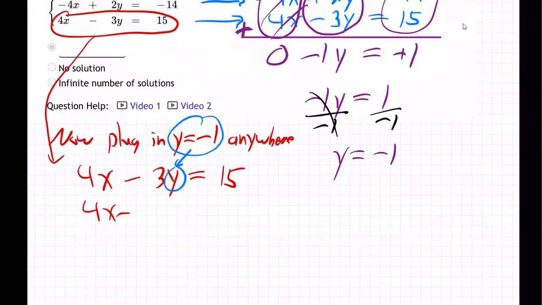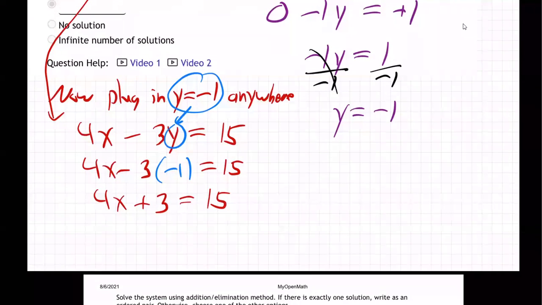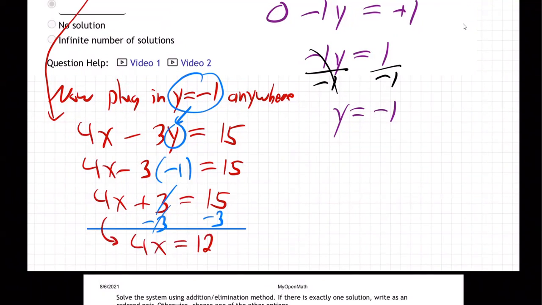So then we get 4x minus 3 times minus 1 equals 15. 4x plus 3 is 15. Subtract 3. Boom, boom. 4x is 12. Bring it down. 4x is 12. Last step, divide by 4. Boom. X is 3. So we got x, we got y.